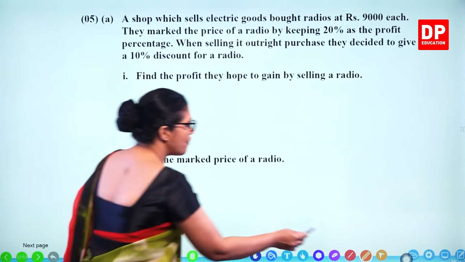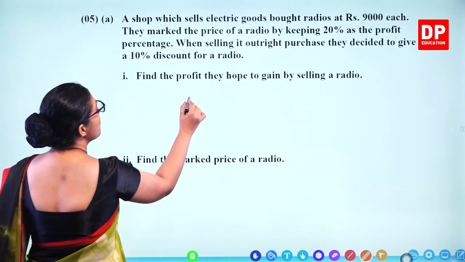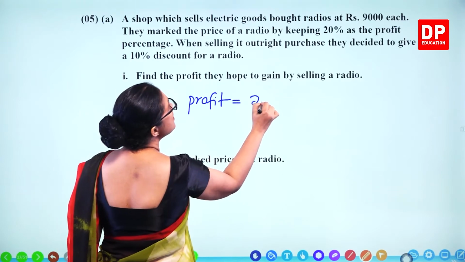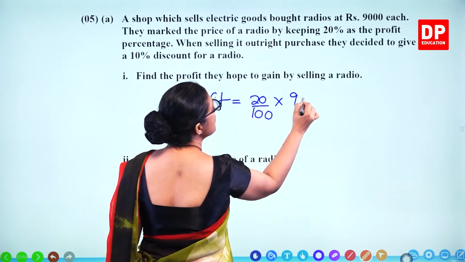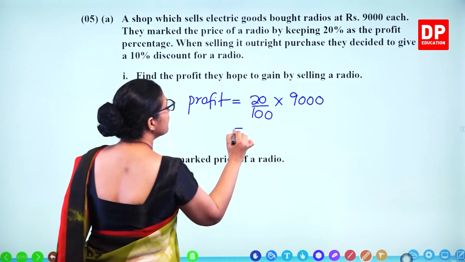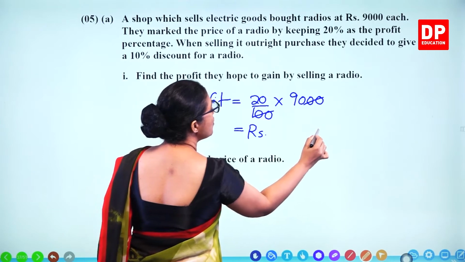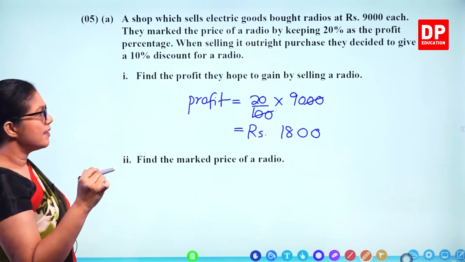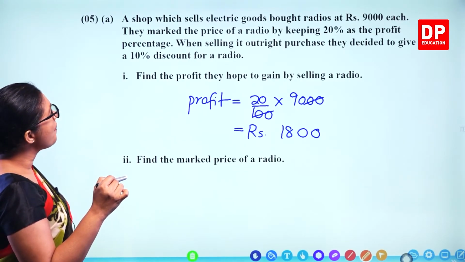So, what's the profit? Just 20% of the value. So, profit becomes 20% means 20 over 100 into 9,000. 2 zeros get cancelled out. You get 1,800 as the answer. Find the mark price of a radio.